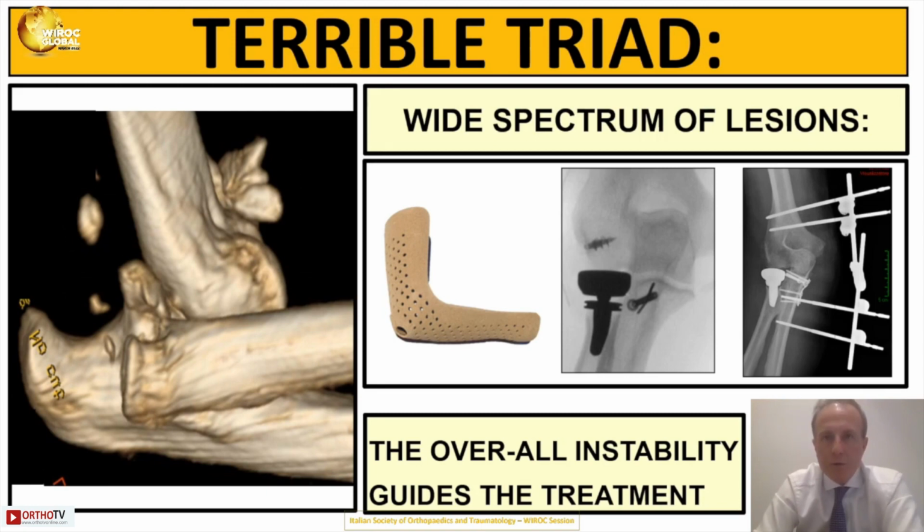Terrible triads include a wide spectrum of lesions. Based on global elbow instability that is established by size and location of the radial head and the coronoid fractures, in addition to the associated soft tissue lesions, the treatment option can vary from conservative treatment to repair of all the affected stabilizers up to additional stabilization with an external fixator.